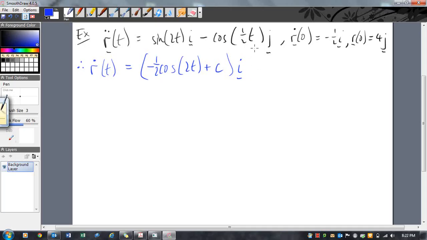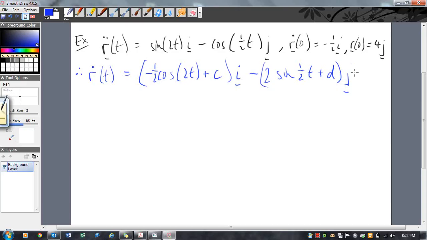Cool. And let's now do this next part. What's the antiderivative of cos? That's sine. So it'll be minus, I'll just leave a little gap, sine half t, and we're going to divide by half, and so that 2 will come out the front, and then we're going to have another different constant there, d, j. Okay, so there's our two components here.